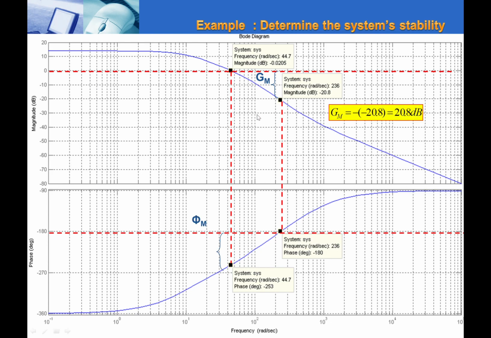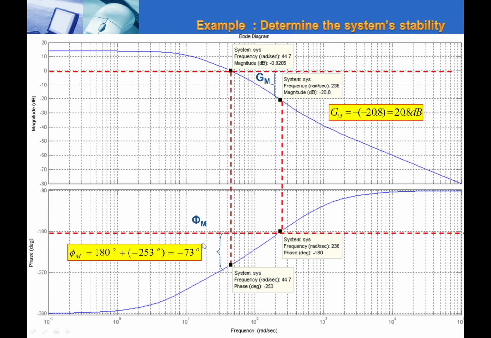Okay, so gain margin is minus LM. Our LM here is minus 20.8. So we get gain margin as a positive value, which is 20.8. Here our phase value is minus 253. So the formula to find phase margin is 180 plus minus 253. So we get the answer minus 73. So this is our phase margin.